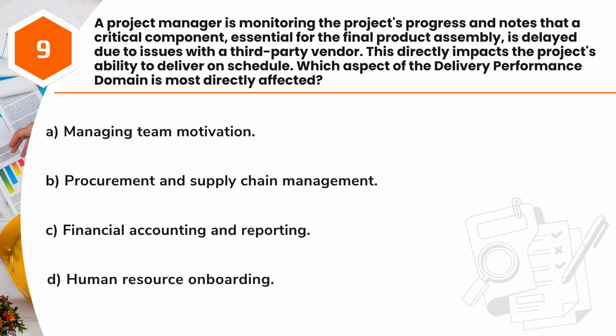Question 9. A project manager is monitoring the project's progress and notes that a critical component, essential for the final product assembly, is delayed due to issues with a third-party vendor. This directly impacts the project's ability to deliver on schedule. Which aspect of the delivery performance domain is most directly affected? A. Managing team motivation. B. Procurement and supply chain management. C. Financial accounting and reporting. D. Human resource onboarding.